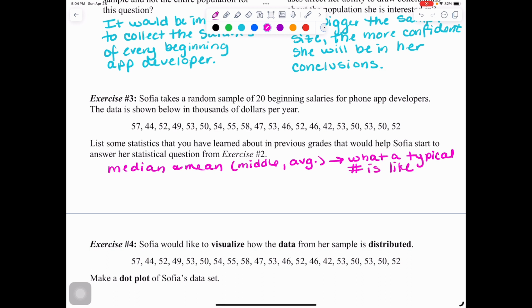Now, of course, you were brainstorming. I don't think you would have all of this. If you had median, great. If you had mean, great. If you didn't have these things, please add it.